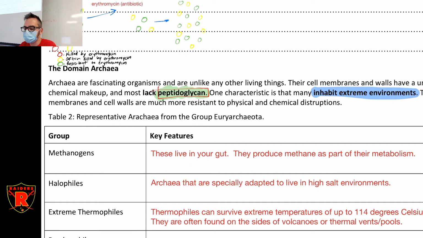You've got your extreme thermophiles. An extreme thermophile can live in temperatures up to 114 degrees Celsius, which is above boiling. So you can't kill these by boiling. They actually prefer to live in boiling water. If the water gets too cold, they die.